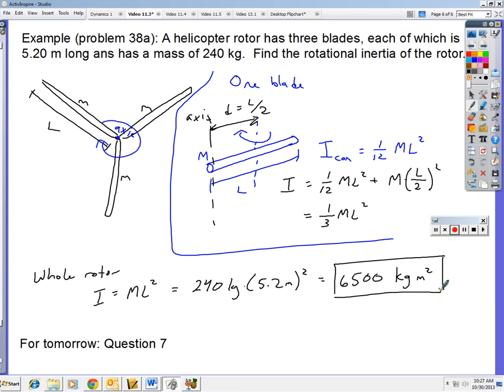For tomorrow, you should do question 7. If you're interested, I'll show you how to use integration to derive those formulas on page 227, but you really don't need to know that for the AP test.